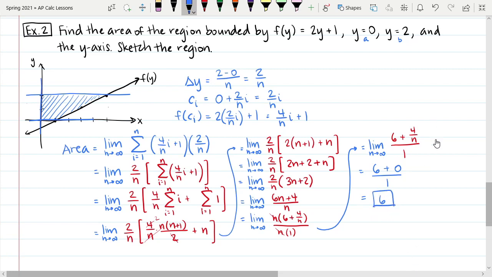Okay, so this is what it looks like to use limits along with our summation to find no longer an approximation for area, but the actual area of the region. All right, good luck. Again, my suggestion is work very, very carefully.